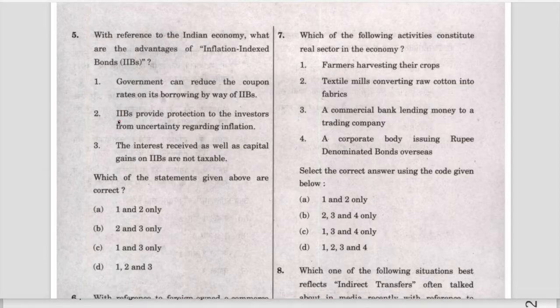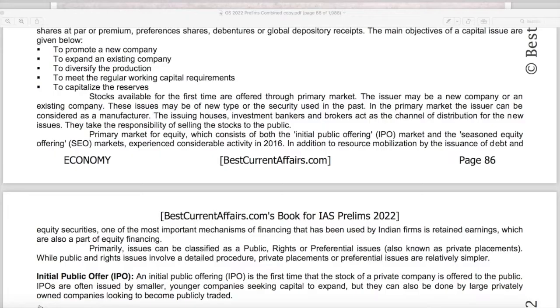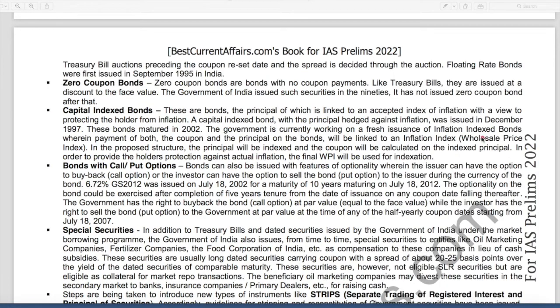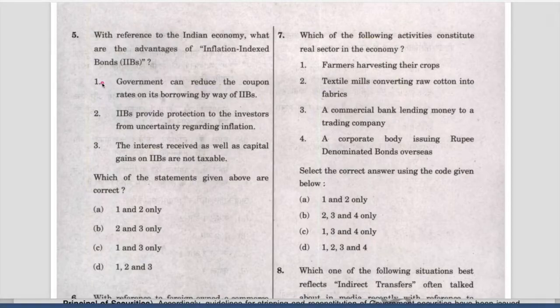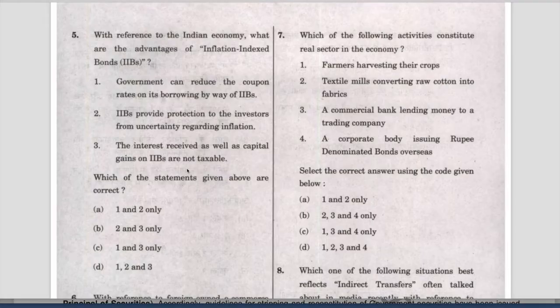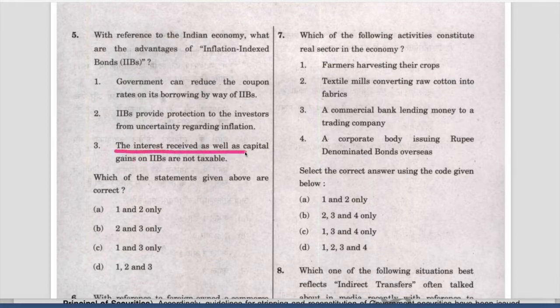Now see the question statements. The statement that inflation index bonds provide protection to the investors from the uncertainty regarding inflation is correct. It is mentioned on this page that these inflation index bonds are used in order to provide the holders protection against the actual inflation. The next statement is also correct, that the government can reduce the coupon rates on its borrowing by way of IABs. Here it is mentioned that in the proposed structure the principal will be indexed and the coupon will be calculated on the indexed principal. Now see this third statement, that interest received as well as the capital gains on the IABs are not taxable.